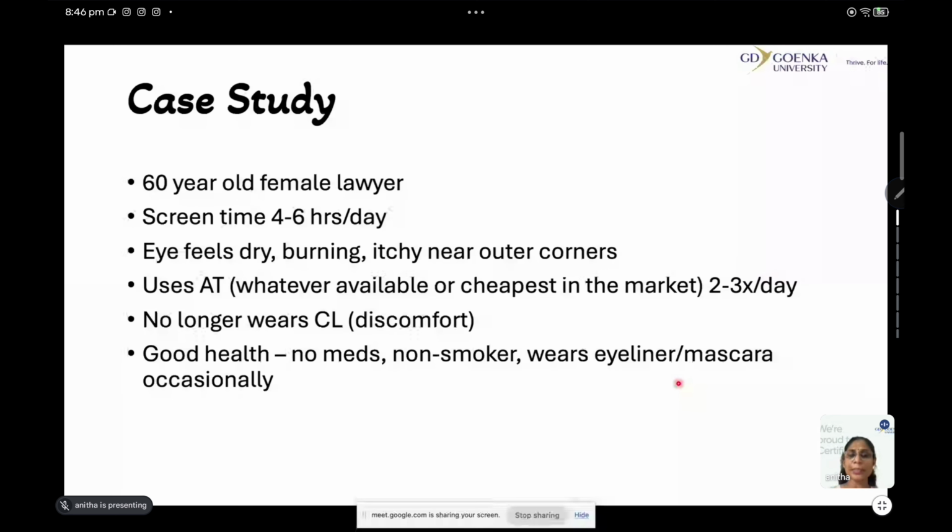So this is a case of a 60-year-old female lawyer who has a screen time of 4 to 6 hours a day. The eyes feel dry, burning, itchy near the outer corners. Uses artificial tears, whatever is available or the cheapest in the market. She just uses twice or thrice a day. She used to wear contact lenses, but no longer wears contact lenses because of discomfort. Her health is good. She's not on any medication. She's a non-smoker. She wears eyeliner or mascara occasionally. So this is the case.